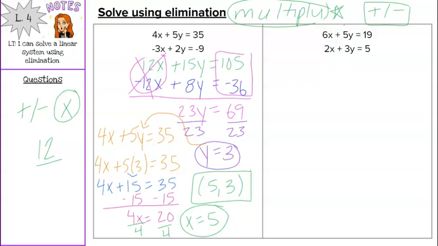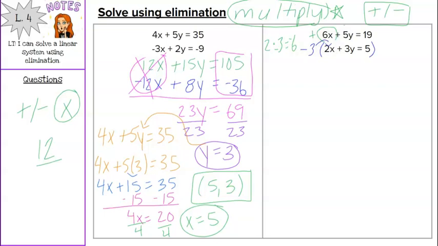So if I look here, I have a 6x. My question to myself is, is there a number I can multiply 2 by to make 6? And the answer is yes. 2 times 3 equals 6. But right now my 6 is positive, so I'm going to want to make that negative. So I'm going to want to multiply it by negative 3 instead of positive 3 to make negative 6. So I'm going to multiply this bottom equation by negative 3.